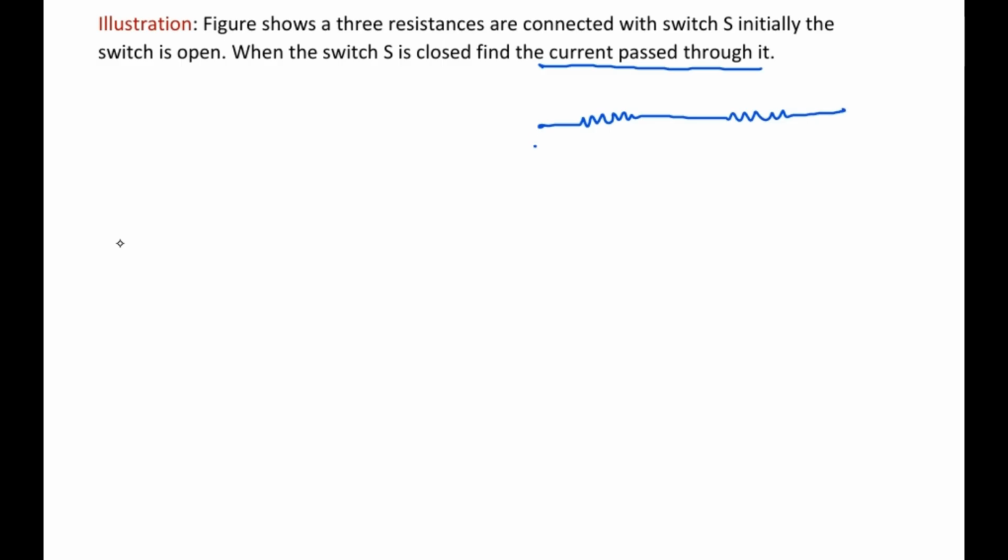Assume that it is point A and B. At point A, the potential is 20 volt and the resistance is 2 ohm. At point B, the potential is 5 volt and the resistance is 4 ohm. And from here, one more resistance is taken, and there is a switch which is initially open. Finally, the other end is connected to the earth. This is the switch, and this resistance is also 2 ohm. This is the diagram based on the question given.